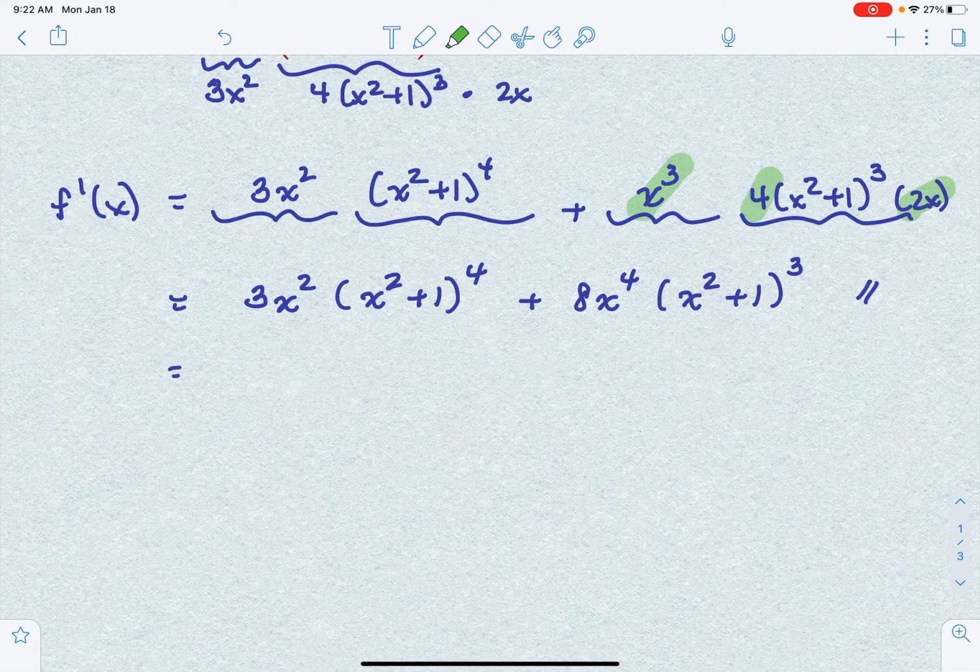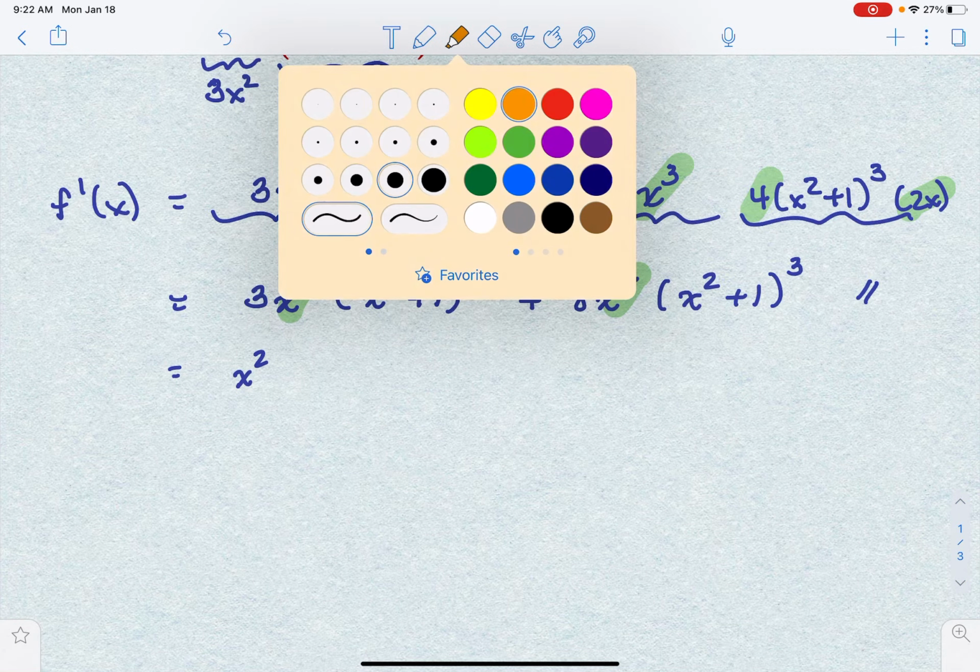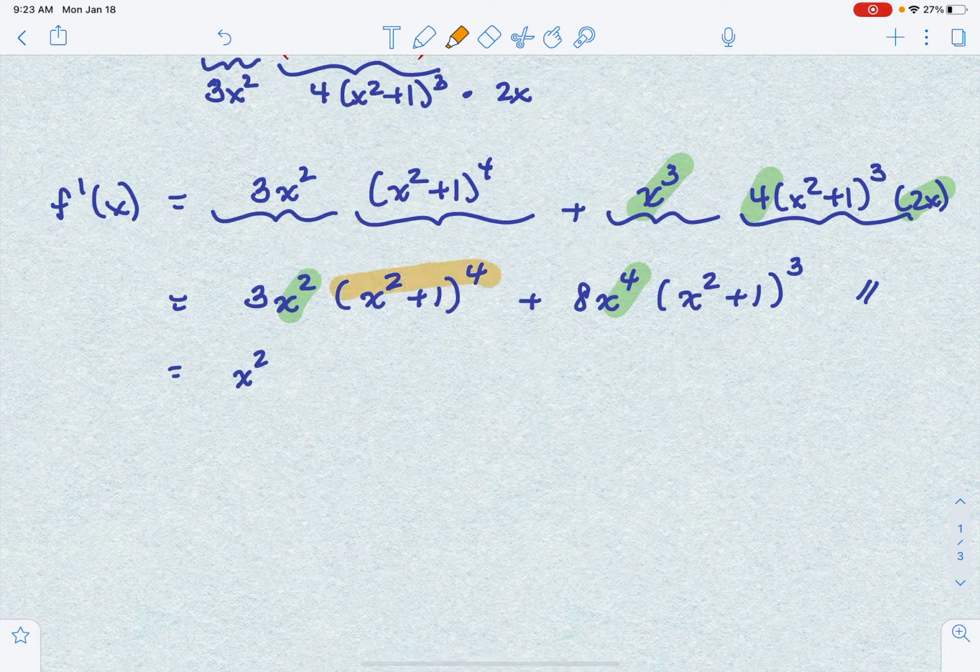Now, looking at each term, I notice that I have a 3 and an 8, which means no, I can't factor anything out of that. I have an x squared and an x to the fourth, which means I can factor out an x squared. And looking at the x squared plus 1 to the powers, I have a fourth power and a third power, which means I can factor out x squared plus 1 to the third power.